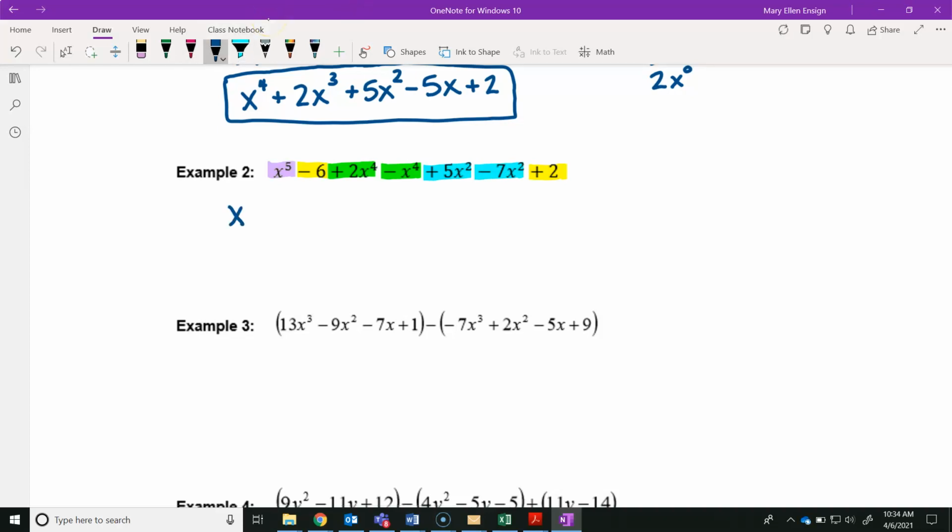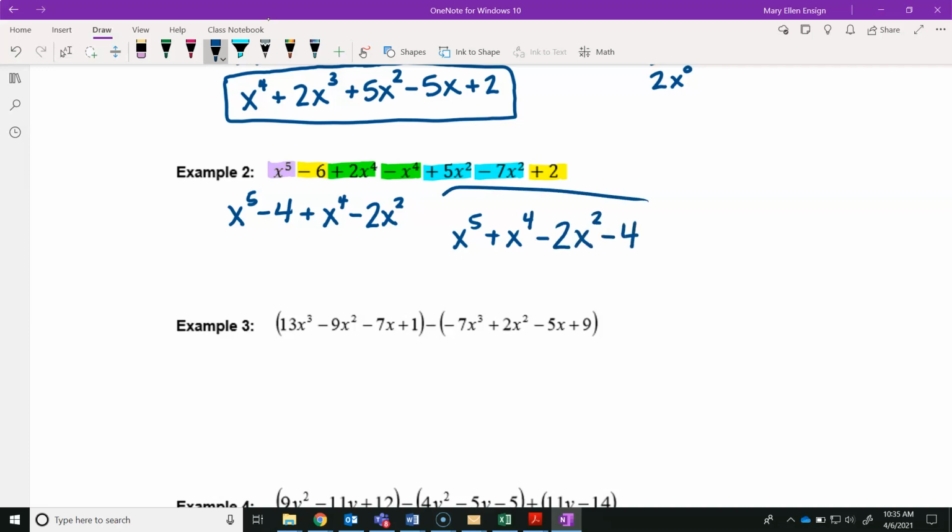So I'm going to have x to the fifth, minus 6 plus 2 is minus 4. Plus 2x to the fourth minus 1x to the fourth. 2 minus 1 is just 1. And then my x squared terms are going to end up being minus 2x squared. So again, if I put them in order from highest exponent to lowest, I have x to the fifth plus x to the fourth minus 2x squared minus 4.